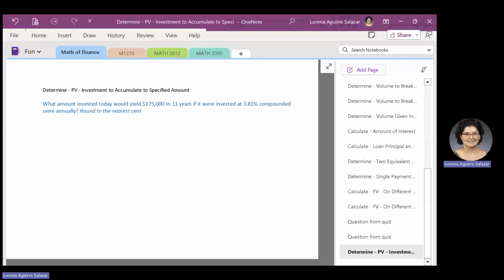Hello, and welcome to this problem on compound interest. The problem we're solving is the following one. What amount invested today would yield $175,000 in 11 years if it were invested at 3.81% compounded semi-annually? And we need to round the answer to the nearest cent.